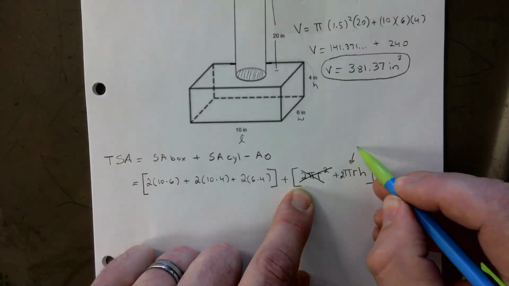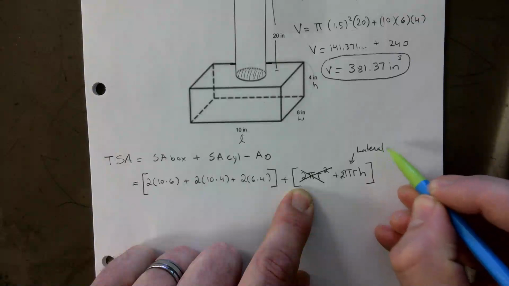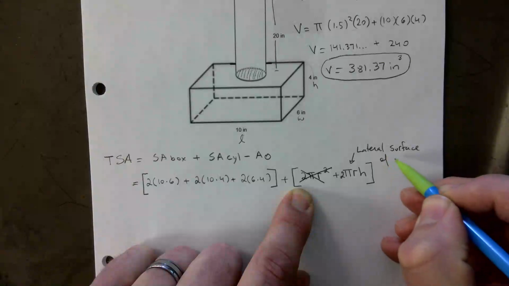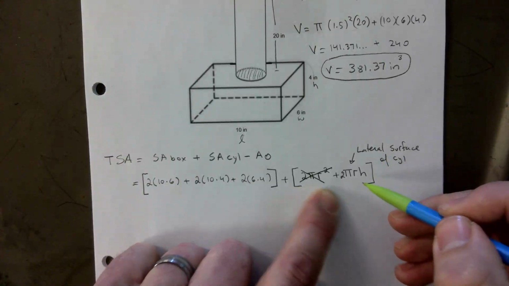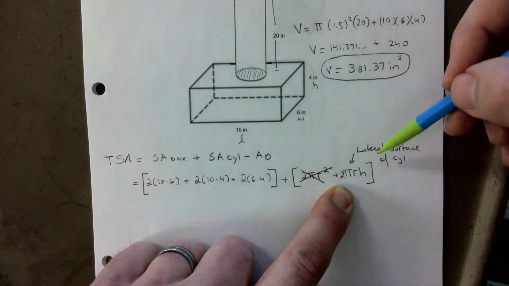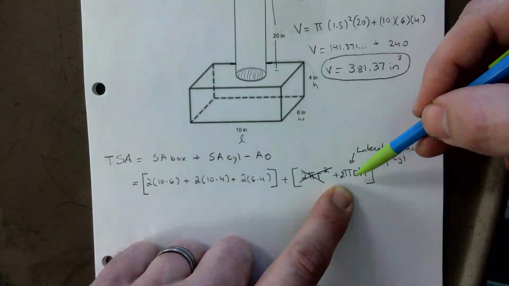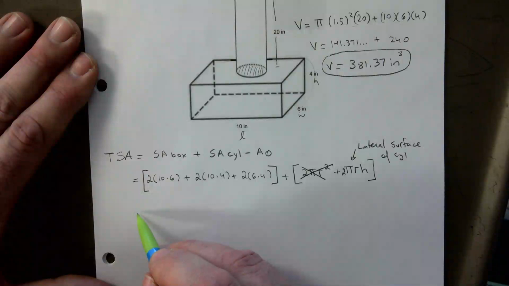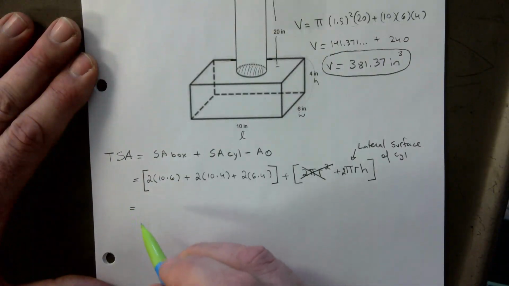This is called the lateral surface area of the cylinder. Does that make sense? This is just the side. Like if you were to wrap this cylinder around, like that is what we're doing here. Okay. And so let's compute this now.